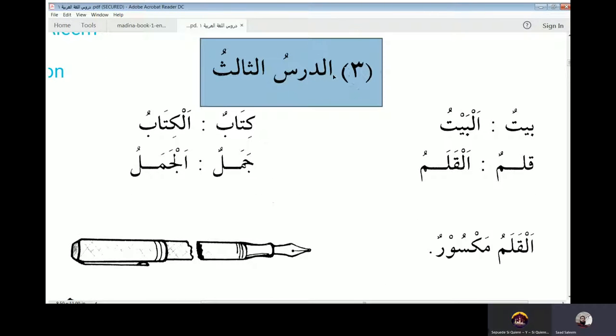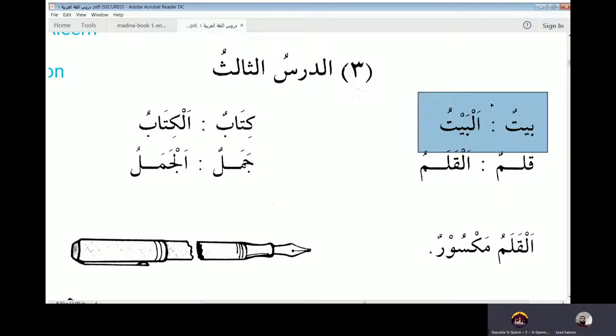Okay, read this. Ad-darsu ath-thalithu, third lesson. Now read this. Baytun, al-baytu. Meaning? A house, the house. Yes. A house and the house. Okay. Again.